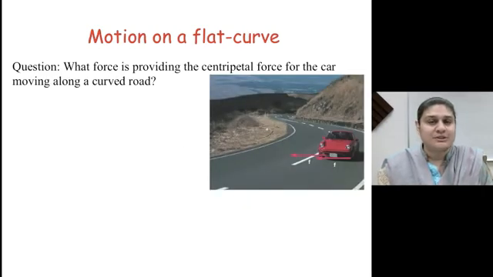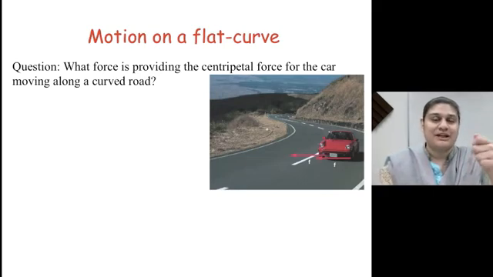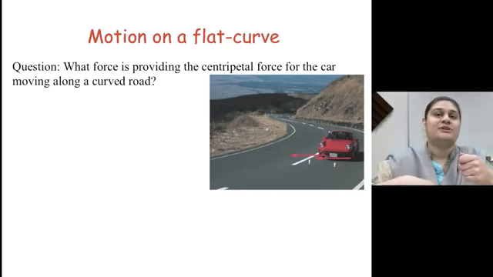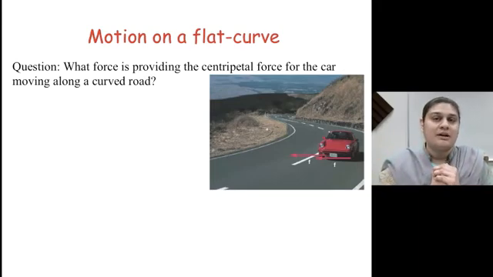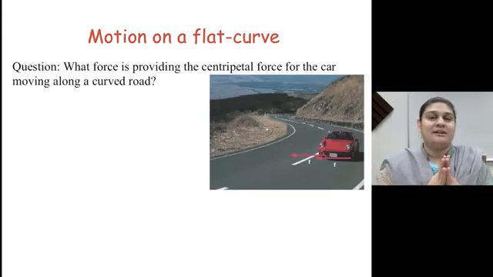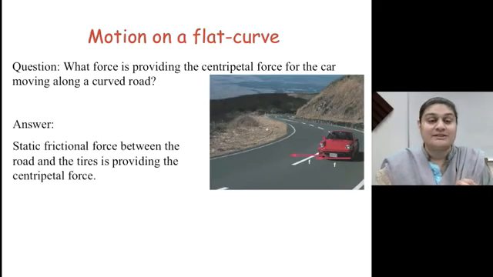So now the next question is, as you go around in a circle, what is that force that's providing the centripetal force? When we were talking about masses attached to a string, we said it was the tension that was providing the force that was keeping things going in a circle. Now, what is the force that's providing the centripetal force in this case?